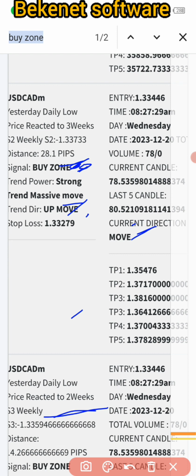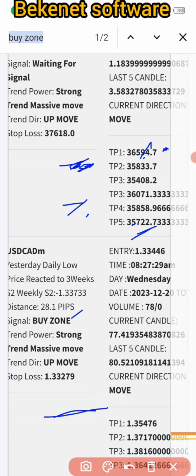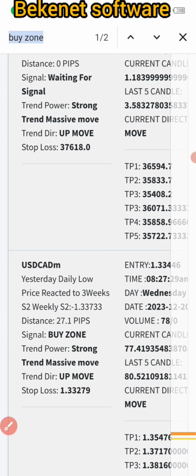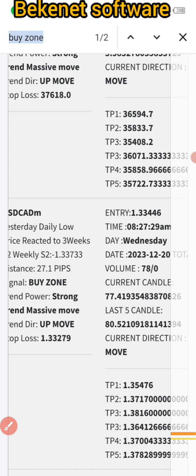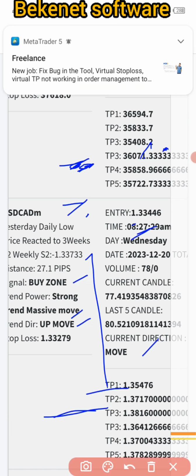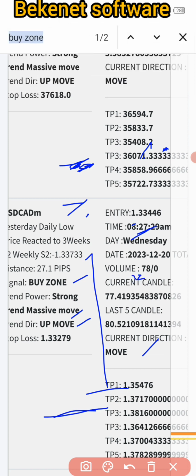Then another thing you need to look out for, if you're buying, the volume here has to be greater than this, meaning that this has to be 0, meaning this 78 will empty itself out to become 0. So it's coming from the bottom to the top. So don't get yourself worked up. Only look at the up move, buy zone. Then your volume must be closer to 100, which is 78. It's closer to 100 than 0.